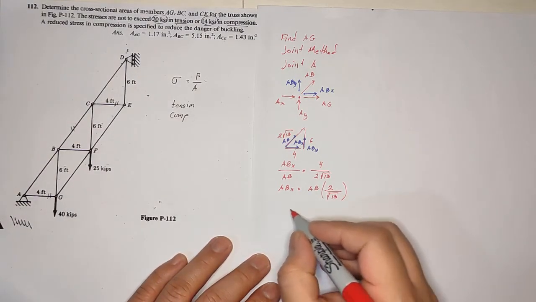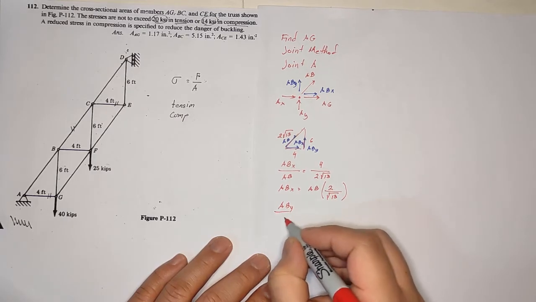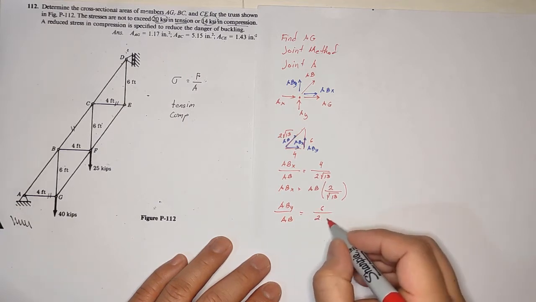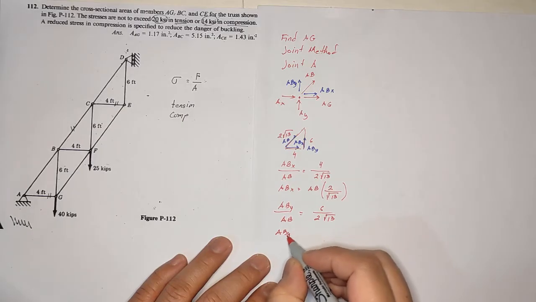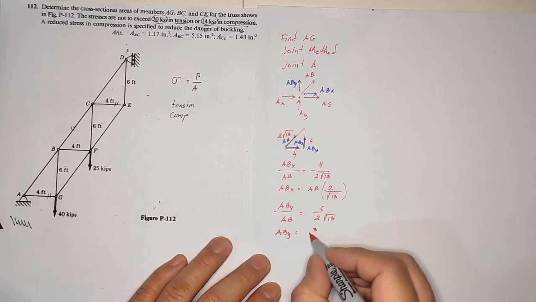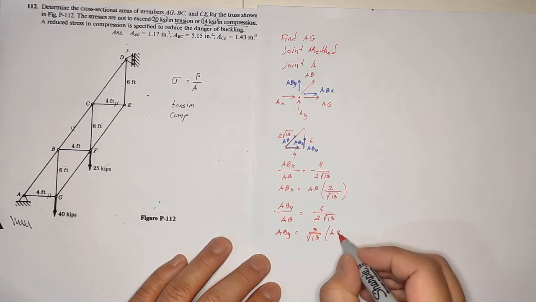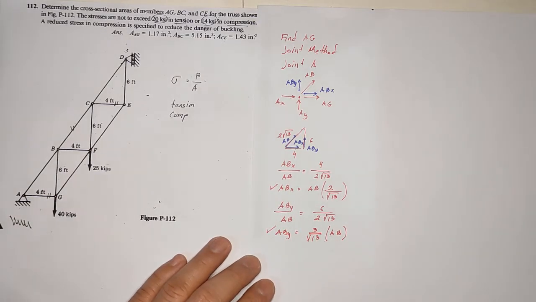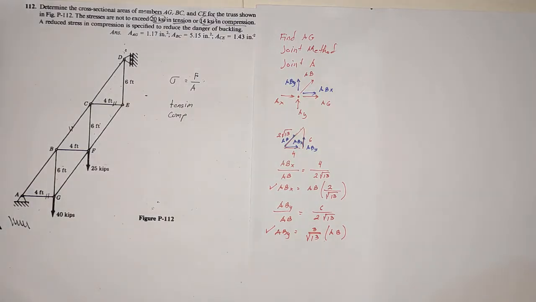Also, ABY over AB, it's 6 over 2 square root of 13. So ABY, what's that? 3 over square root of 13 times AB. So that would be our ABX and ABY. We'll be needing that one later.